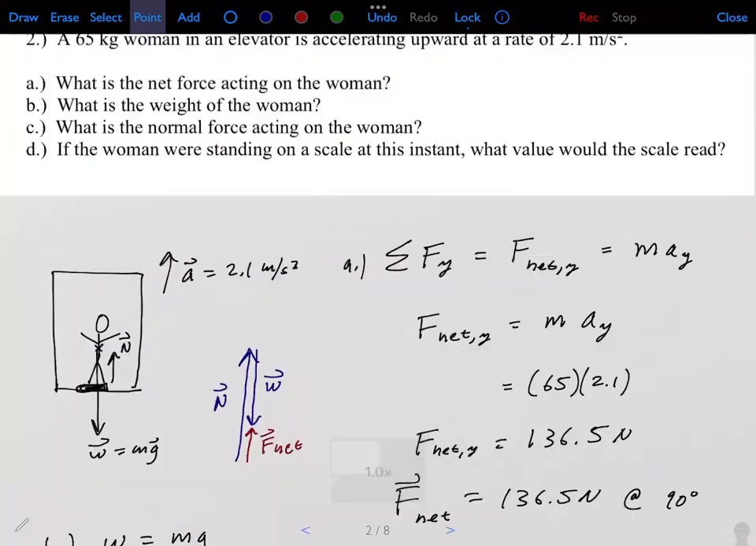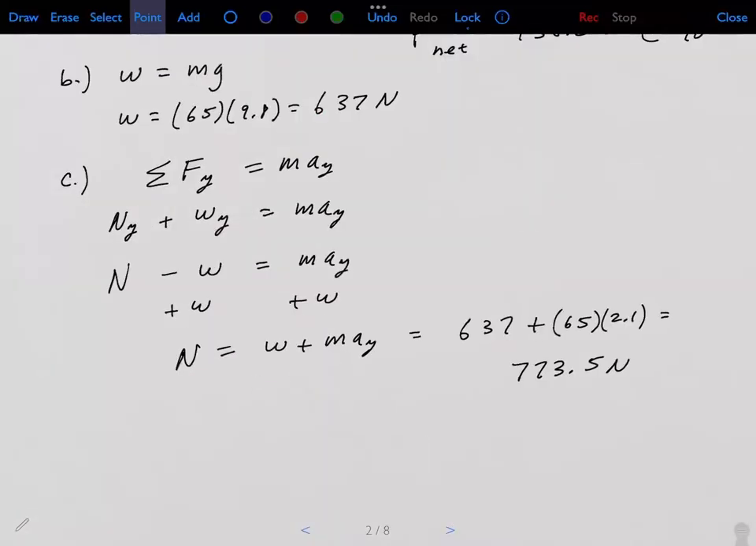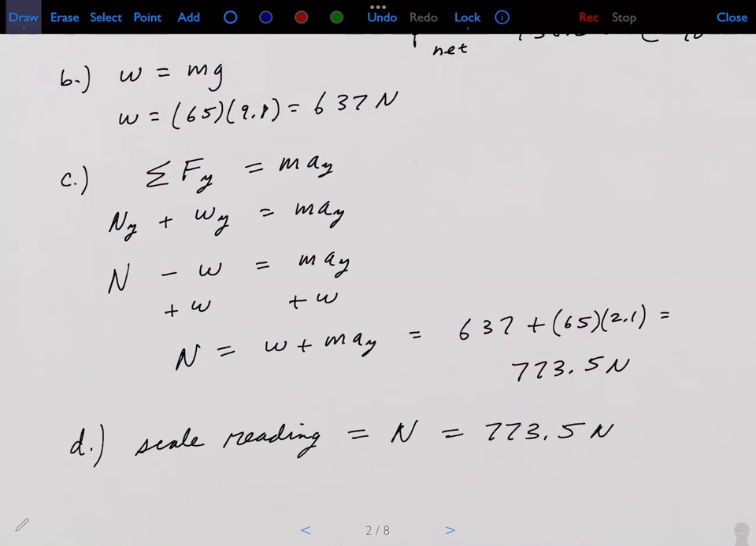Now, the last question was, if the woman were standing on a scale at this instant, what would the scale read? Well, the scale reading is going to be the normal force, right? Because the scale is reporting the force that the scale exerts on the woman. So the scale reading is just going to be the normal force. So I'll write that here. Scale reading is equal to the normal force. So that's going to be 773.5. So she's going to appear to weigh more when she's accelerating upward.